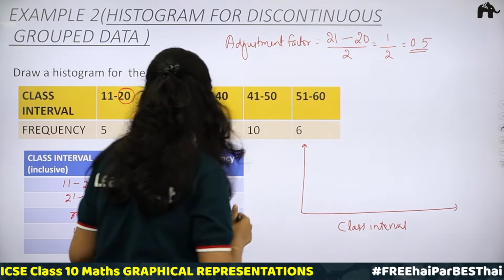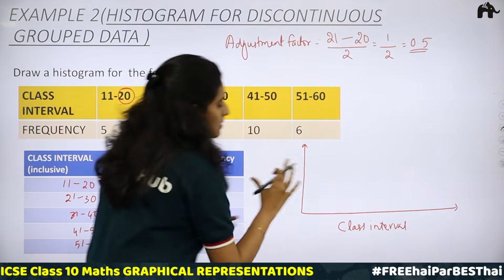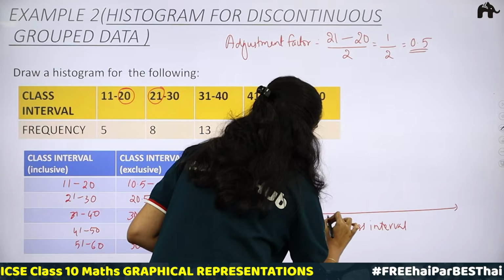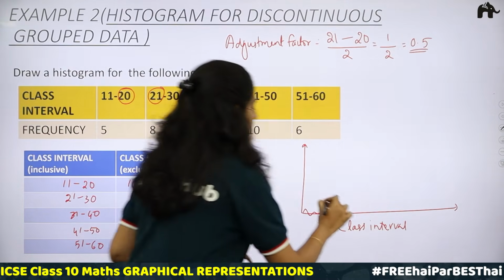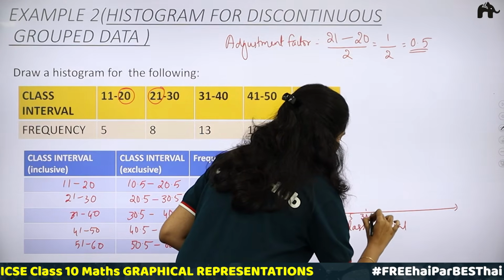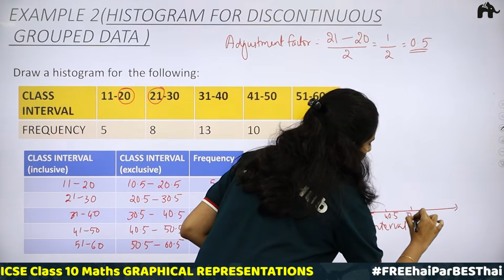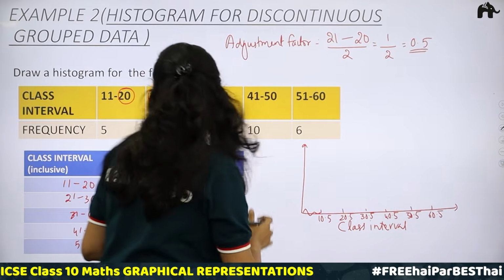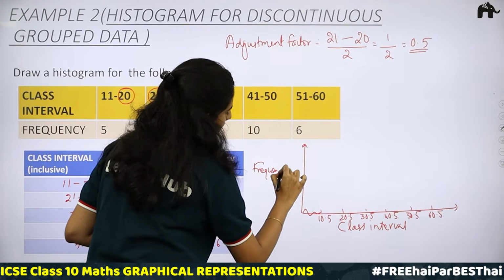Okay, here it is, starting from 10.5 up to 60.5 we need values. What happens before 10.5 is not necessary. So, start with 10.5, from 0 to 10.5 put the tick mark, then 20.5, 30.5, 40.5, 50.5 and 60.5. Next, the frequencies are to be taken along the y-axis.